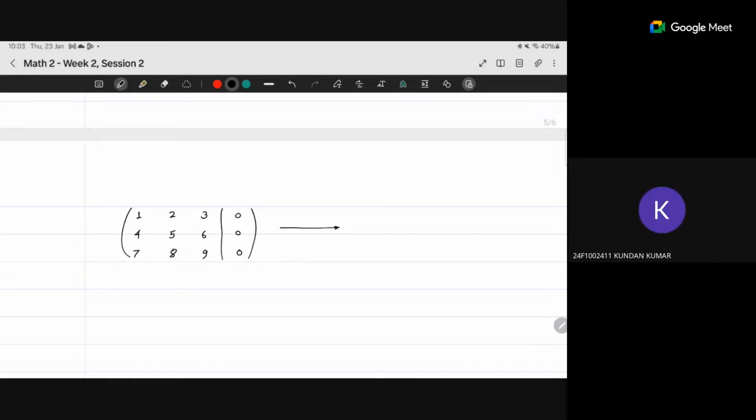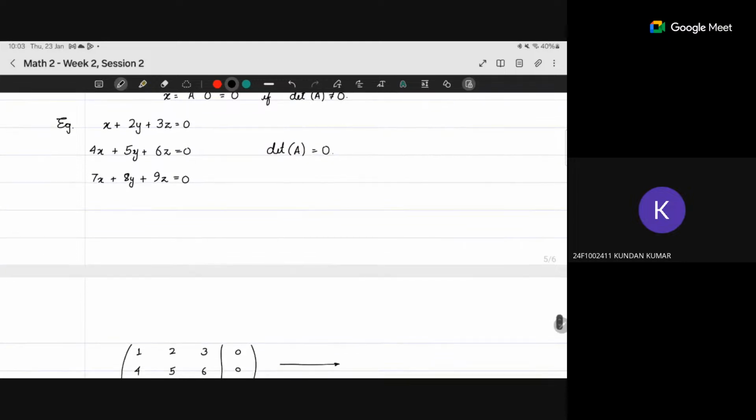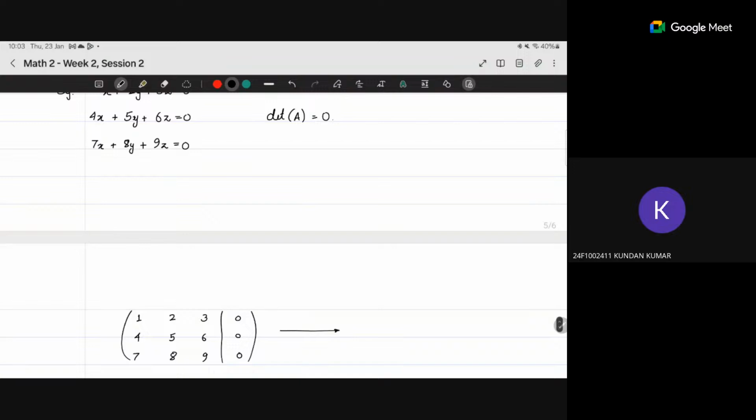So the first thing is, here the determinant is 0. Yeah, determinant is 0. But let's do the RREF. So first of all, let's observe that the determinant is actually 0. Determinant of A is 0. Now let's continue, and we'll see whether we get infinitely many solutions or a unique solution.